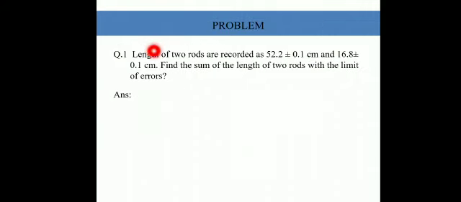So the lengths of two rods are recorded as 52.2 plus or minus 0.1 centimeter. This is the error in measurement of the first rod, and the second rod has a length of 16.8 with an error of 0.1 centimeter. Find the sum of the lengths of the two rods. So the sum means, obviously, addition.